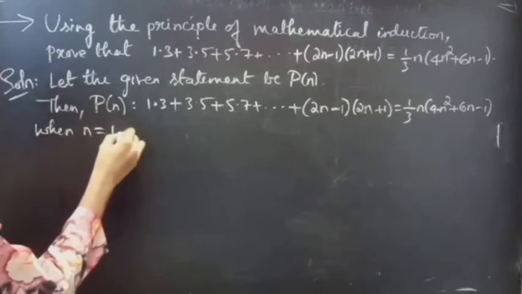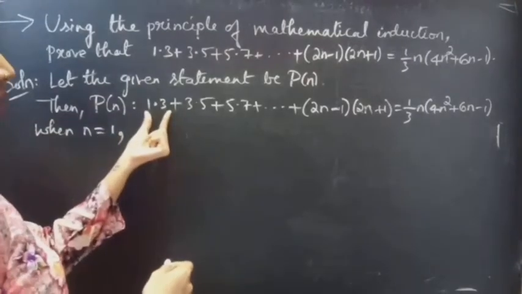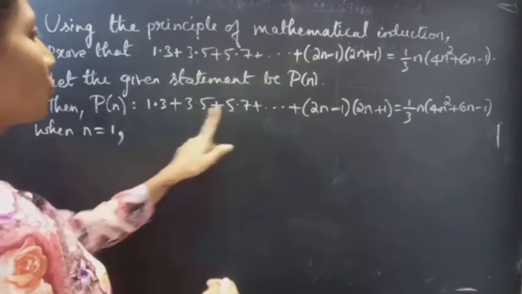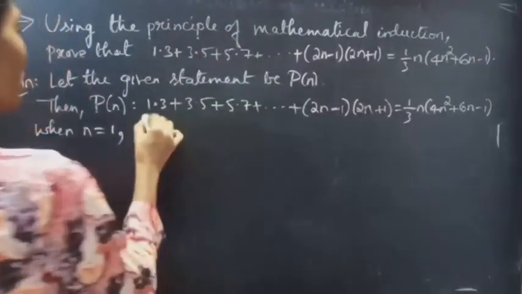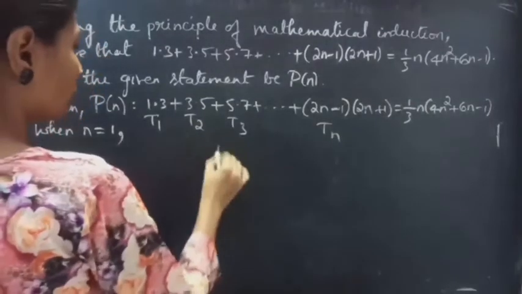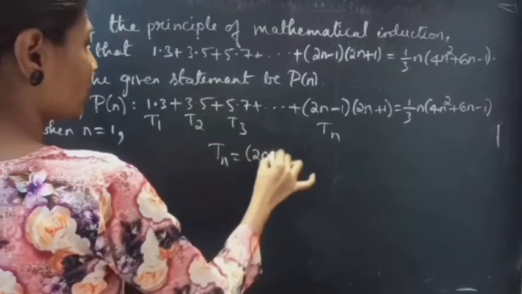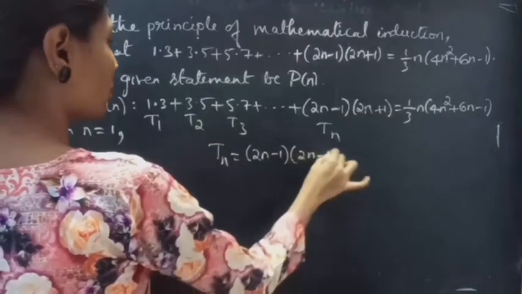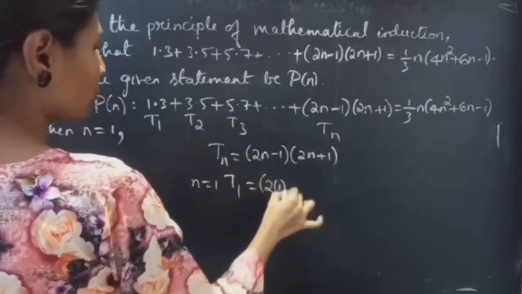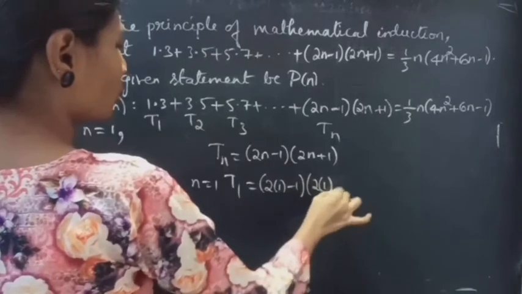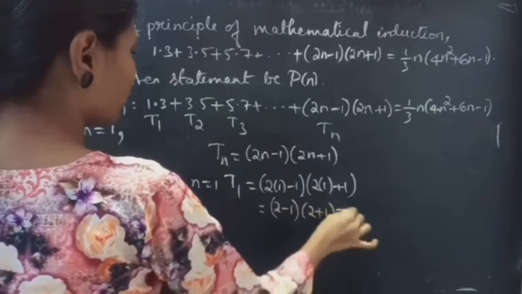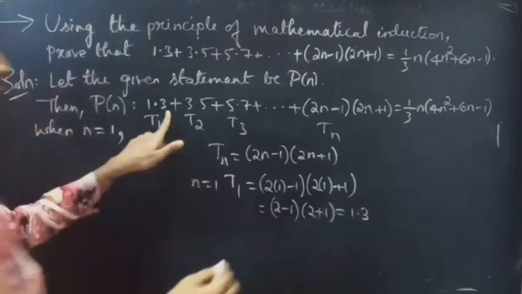When n equals to 1, we'll take first term, not statement. How many terms are you having? 1, 2, 3 and so on, nth term, right? This is your first term, second term, third term and so on, nth term. Consider nth term, you're having tn equals to (2n minus 1) into (2n plus 1). If you put n equals to 1, you'll get t1, 2 into 1 minus 1 into 2 into 1 plus 1, which is equals to 2 minus 1 into 2 plus 1, equals to 1 into 3, which is your first term.